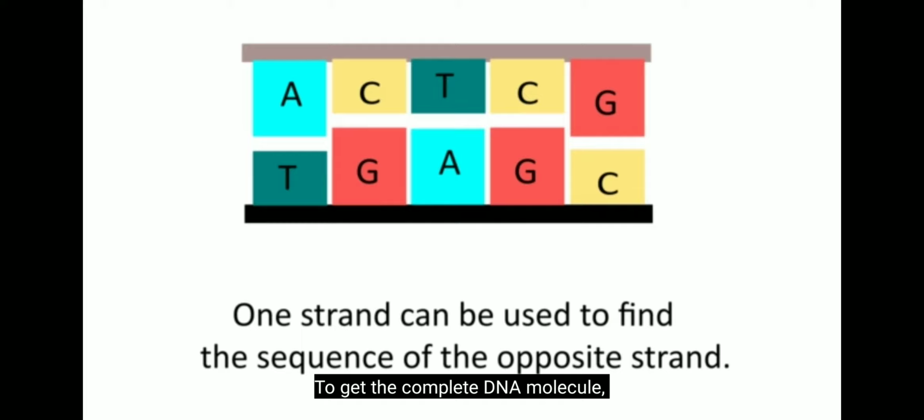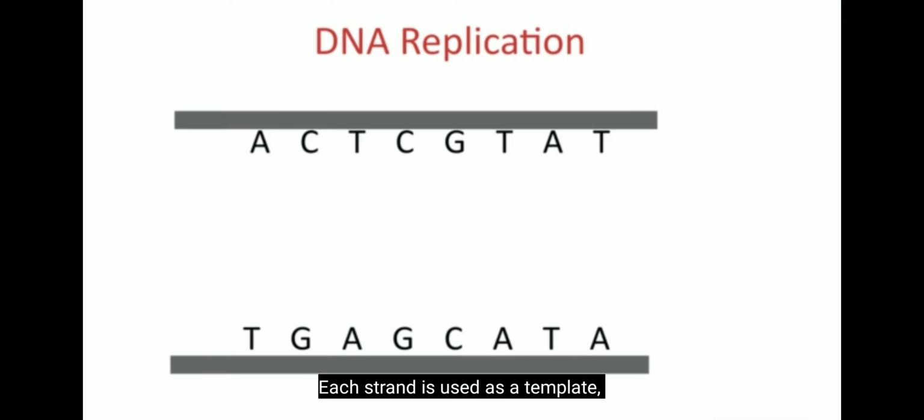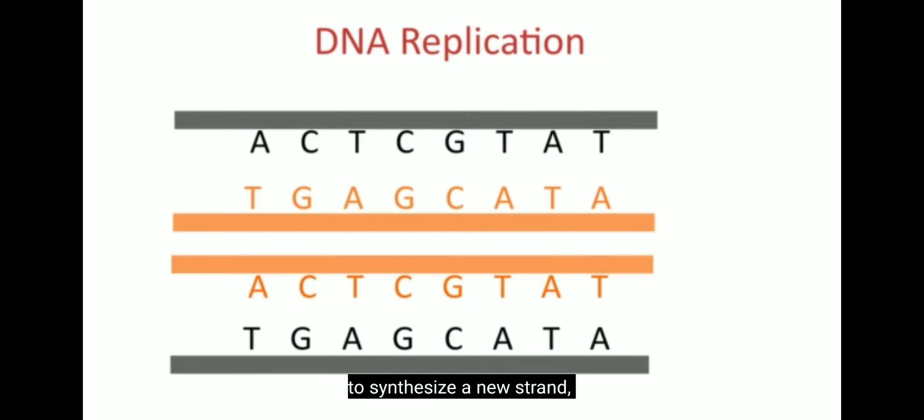To get the complete DNA molecule, all we need is one strand. DNA replication in our cells uses this idea. The 2 strands of the DNA molecule are separated. Each strand is used as a template to synthesize a new strand by complementary base pairing. 2 copies of the DNA have been formed.